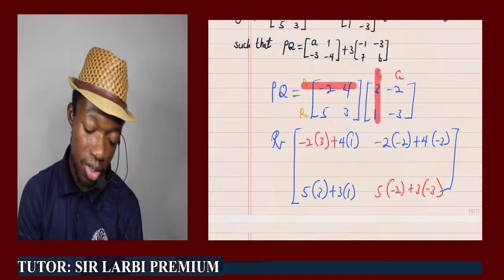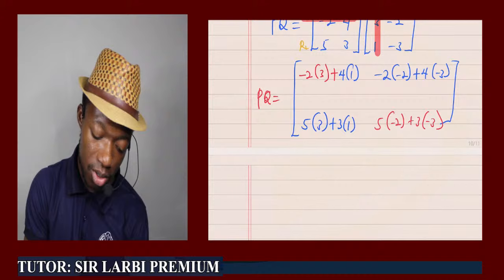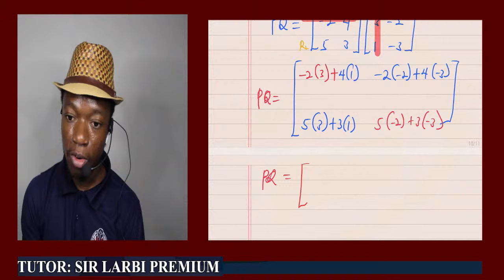Our PQ should be equal to this. So let's expand. We have PQ equal to, in simple form, negative 2 multiplying 3, we are getting negative 6, plus 4.